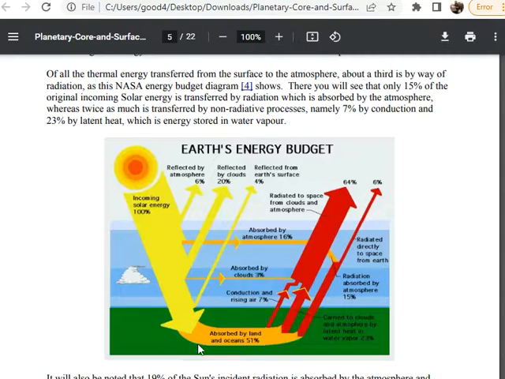Okay, now let's look at how he is interpreting this graph. He says, you will see that only 15% of the original incoming solar energy is transferred by radiation, which is absorbed by the atmosphere. So there's only one place in this graph that has that number, 15%. It says radiation absorbed by the atmosphere.